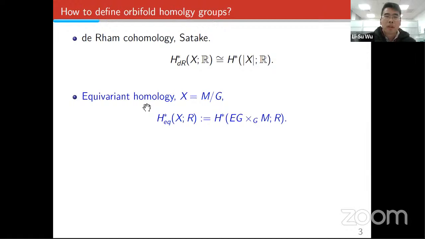And the next is the equivariant homology. If an orbifold can be realized as a quotient orbifold, that is, for example, a finite discrete group acts properly discontinuously and not freely on M, then its orbit space has a natural orbifold structure. Now we can define the homology of the orbifold X as the homology of the Borel construction of G acting on M. We all know this Borel construction is always infinite dimensional. So this equivariant homology seems to be too large for an orbifold.